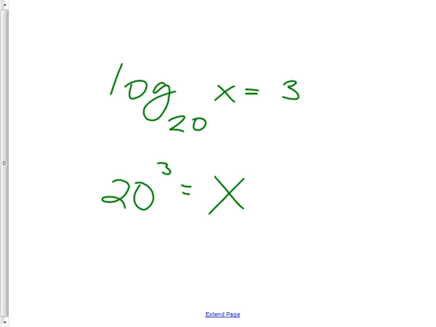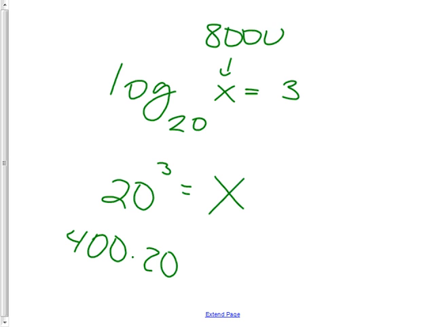20 to the 2, do you get how you can do that? You can do that in your head. 20 to the third, that's doable. It's 20 times 20 times 20. Okay, 20 times 20 is 400 times 20. So you could go 4 times 2 is 8, add some zeros, 8,000. So this must have been 8,000.